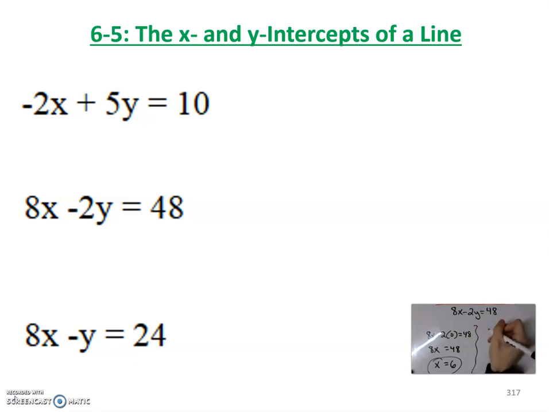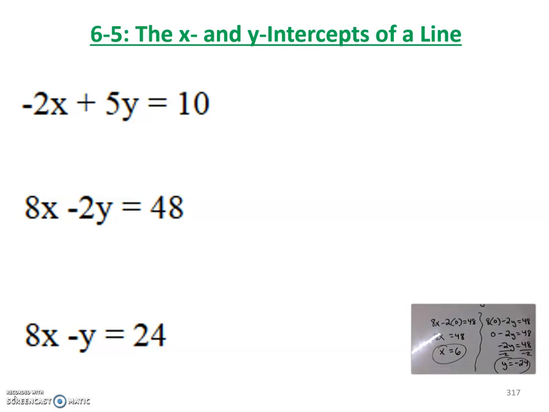Okay, so then my y-intercept, again, if I'm using the substitution method, I want to keep y, so I make x 0. 8 times 0 minus 2y equals 48. Now I simplify. 0 minus 2y equals 48, which gives me -2y equals 48. Divide both sides by -2, and I get y equals -24, because a positive divided by a negative gives me a negative answer. Can you see that?